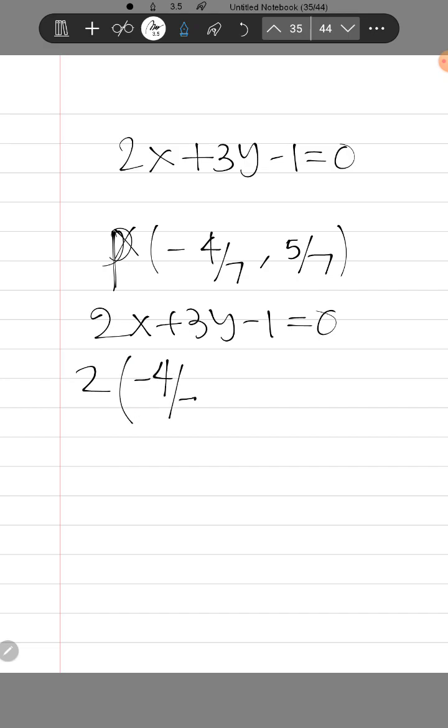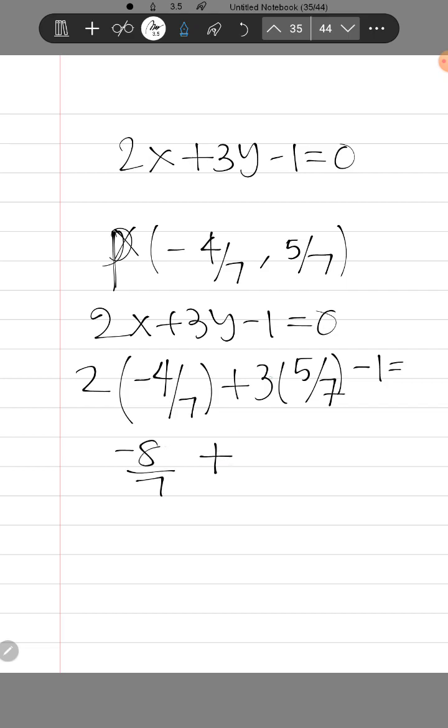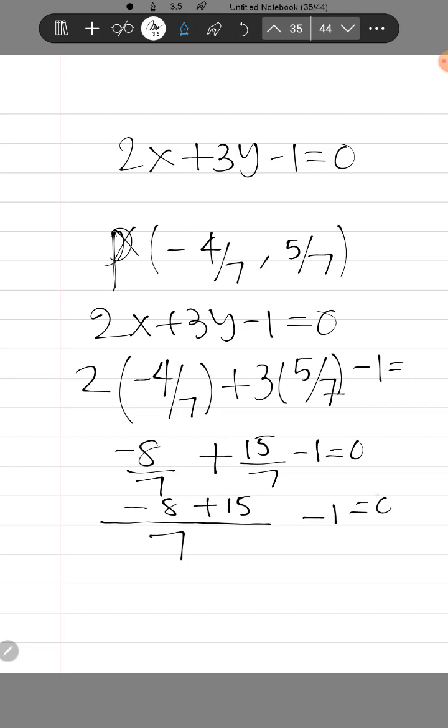2x is minus 4 over 7, plus 3y is 5 over 7, minus 1 is equal to 0. 2 times minus 8 over 7 plus 3 times 5, 15 over 7, minus 1 is equal to 0. 7 is the same denominator for both. Minus 8 plus 15 minus 1 is equal to 0.